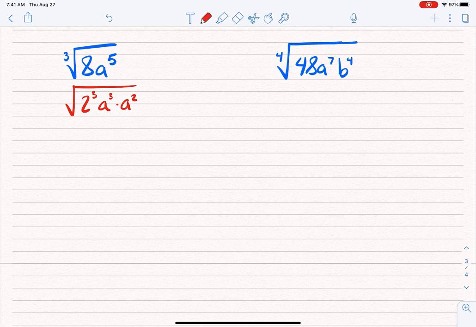That 2 to the third power comes out of a third root as a 2. That a to the third power comes out of the third root as an a. And the a squared is left inside. So I'd have the third root of a squared. That's pretty simple.